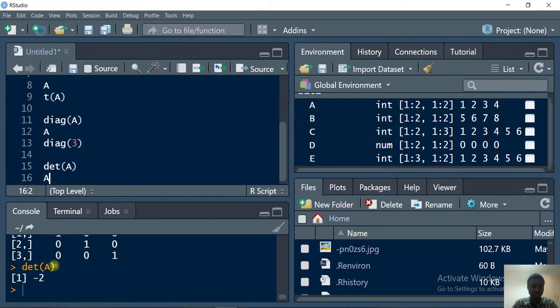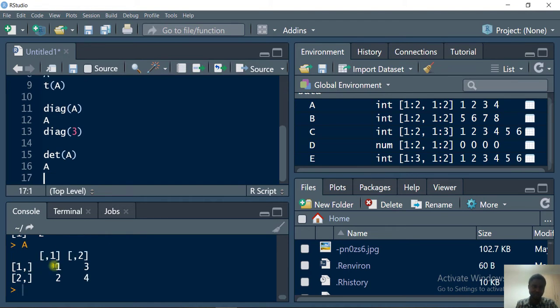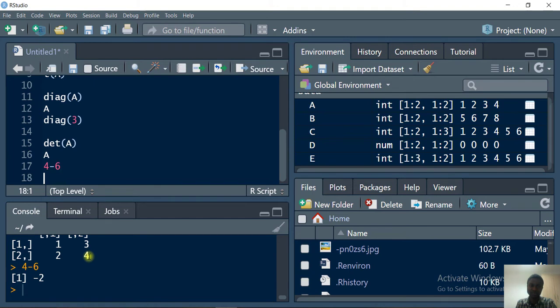So what we are doing here is 1 multiplied by 4 is 4. So this is the diagonal. We are going to multiply the two elements that form the diagonal. 1 multiplied by 4 gives us 4, and then 4 minus 2 multiplied by 3, 6. If I run this, Ctrl Enter, you will get -2.